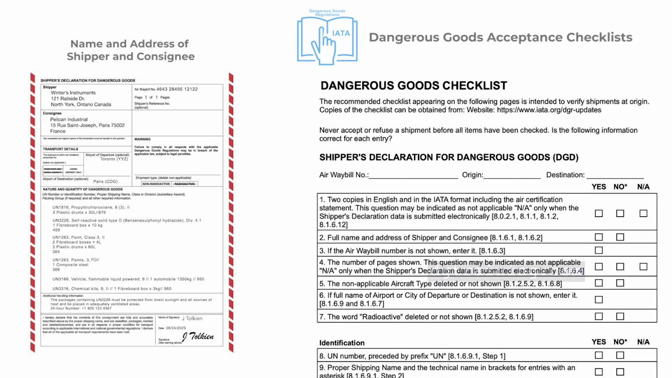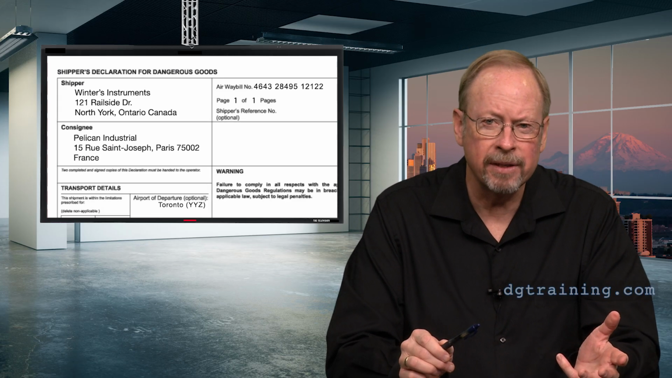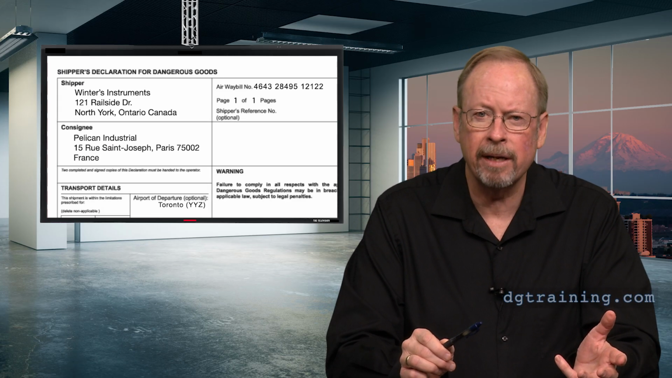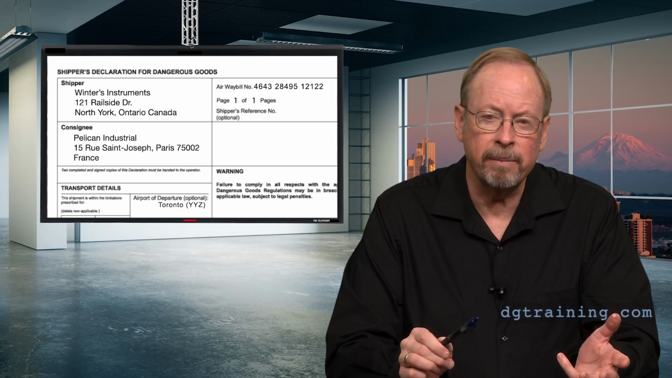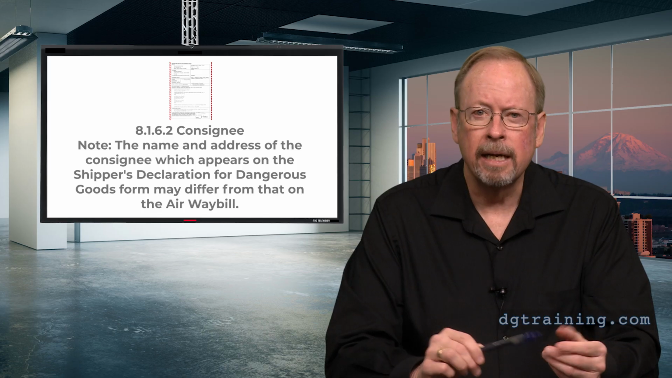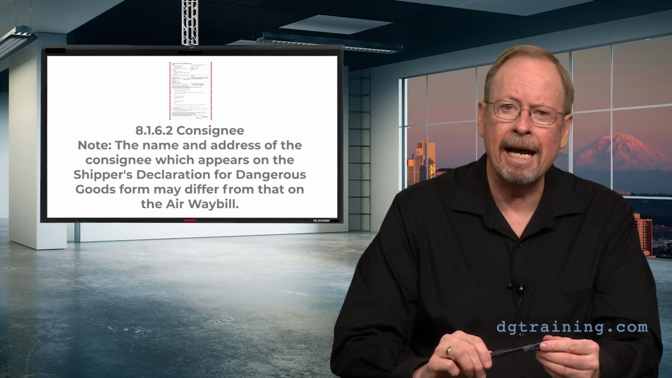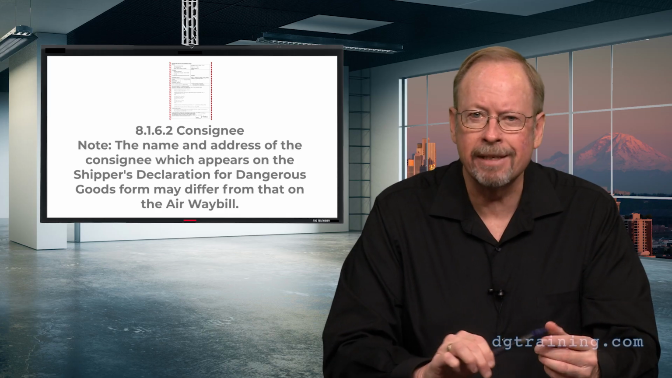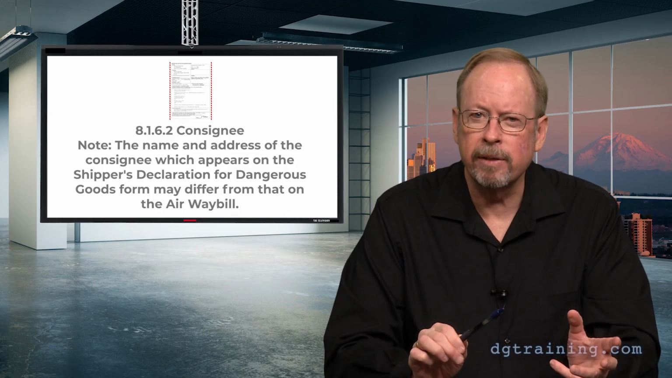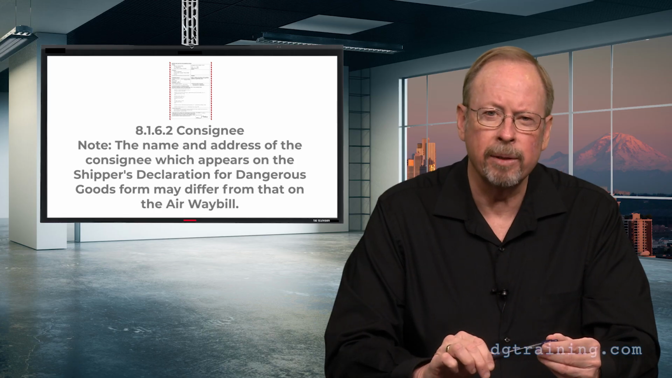The other items in this first block are the name and address of the shipper and consignee. It doesn't specify what a full name and address are. A postal code is nice, but it's not defined as a required element. In some very remote parts of the world, a full address might be quite minimal. It is also important to note that in IATA 8162, it says that the name and address of the consignee, which appears on the Shipper's Declaration for Dangerous Goods form, may differ from that on the airway bill.